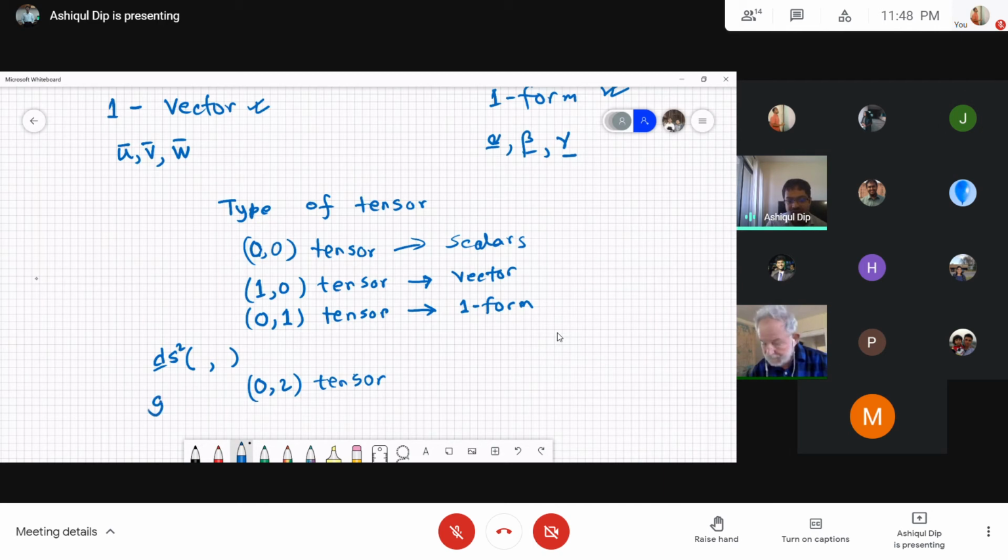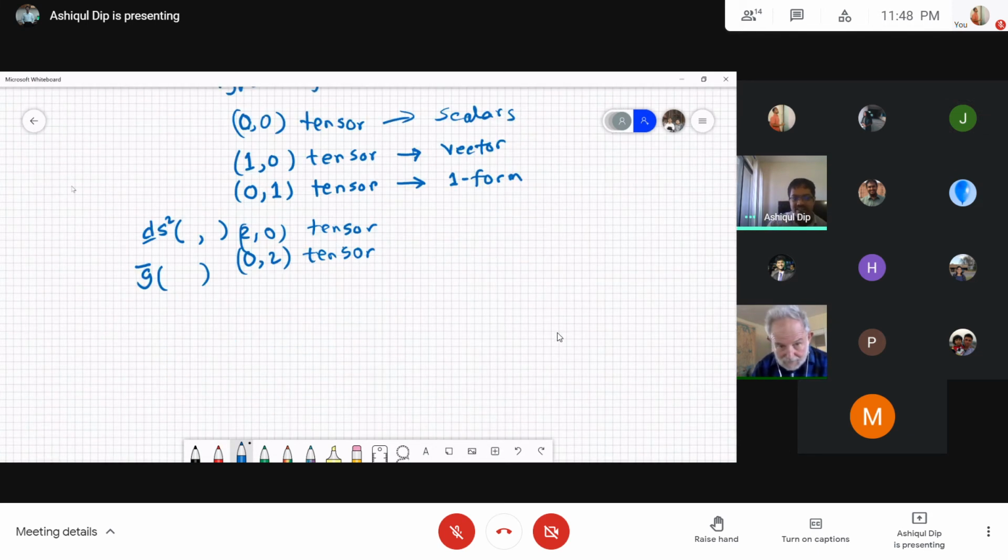What are those, g bar, that can take two alpha? It's a (2,0) tensor, right? And like that, you get the idea, right? So typically, you could have a tensor that can take m number of vectors and n number of one forms. That we call an (m,n) tensor in general. Rank is m plus n.